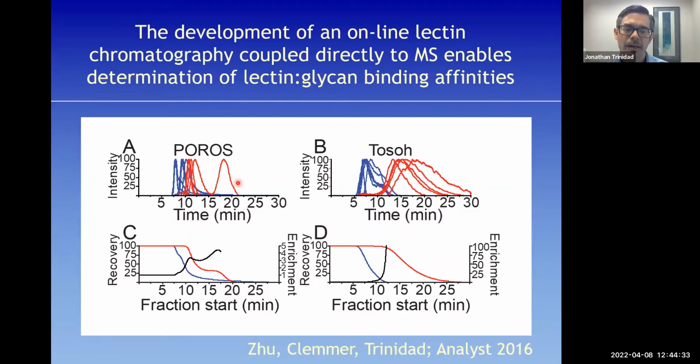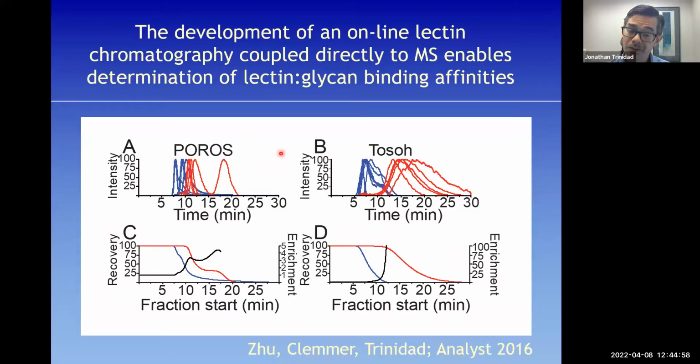And so because we're measuring them directly in real time, or as they elute from the column, we can very tightly map their elution behavior, which allows us to test, in this case, different resins or different buffer conditions to see what would optimize the separation of the blue population from the red population.